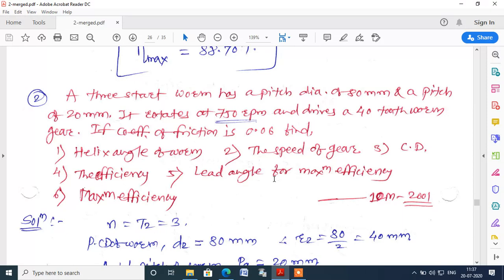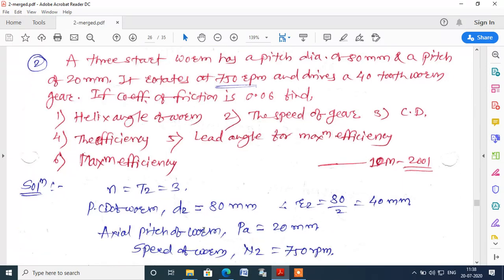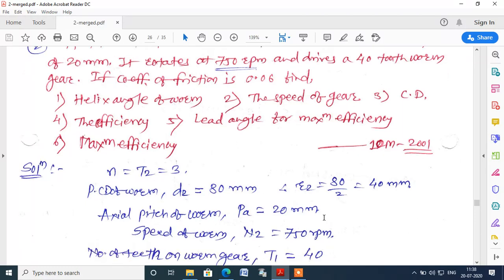Now after reading the problem, write down the given quantities. Here it is given 3-start worm, so n is equal to 3. Already I told you that for worm we have to use two notations and for worm gear we have to use one notation. So number of starts n equal to 3, that is nothing but t2, that is 3. Pitch circle diameter of worm is given, d2 is 80 mm, therefore r2 is 40 mm. Axial pitch of worm is given, so pa equal to 20 mm, and speed of the worm is also given, n2 equal to 750 rpm.